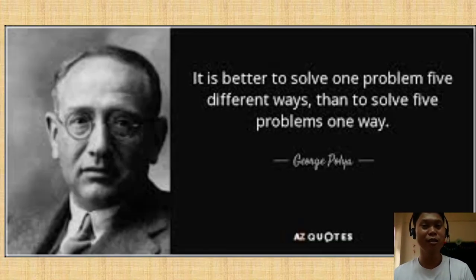And again, I would like to leave this quote by George Polya to you. It is better to solve one problem five different ways than to solve five problems in one way. So kaya dapat marami tayong alam na solutions kung paano mag-solve ng isang problem.